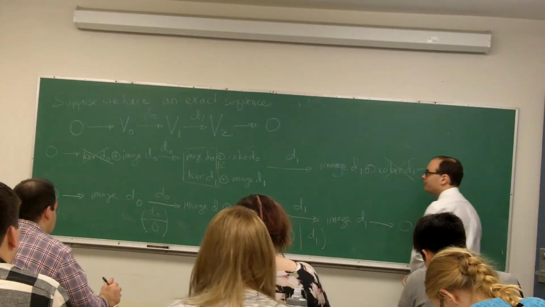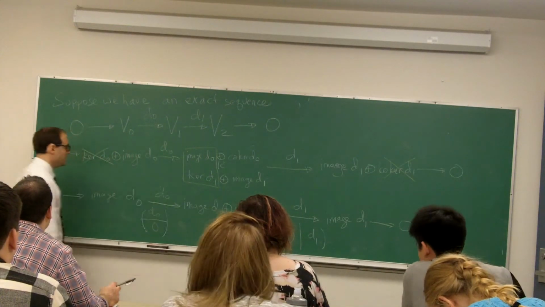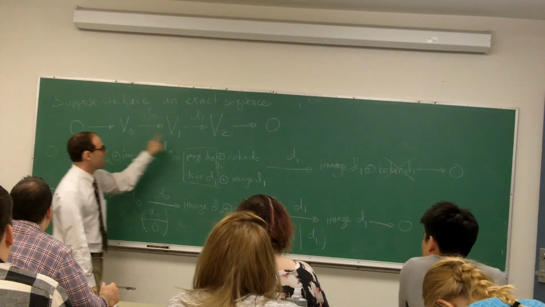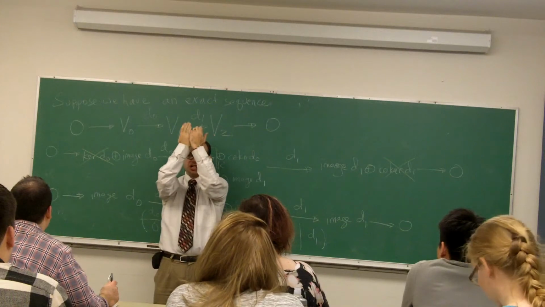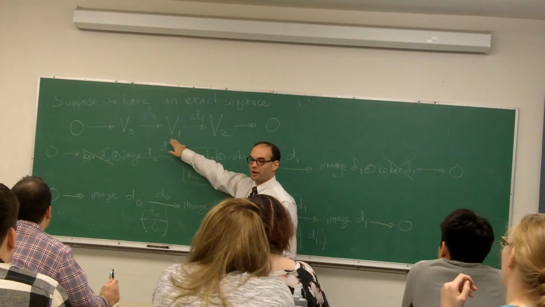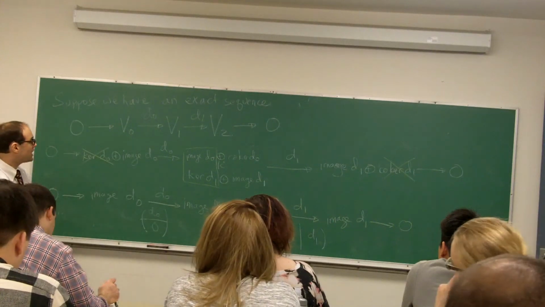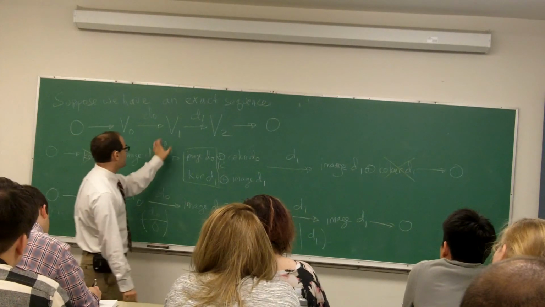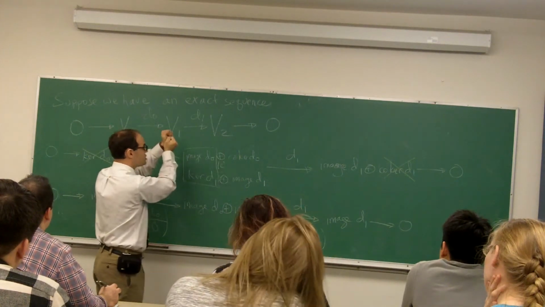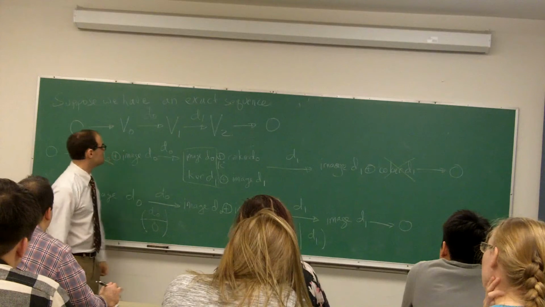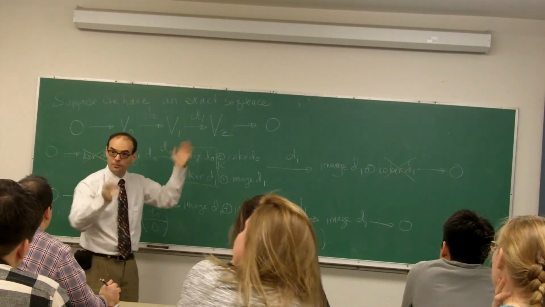Well, what this has told me is that this space in the middle is really the concatenation of one space and the other. Take the space at the beginning, take the space at the other end, and just stick them together. That's what ends up in the middle. So when you have a short exact sequence of vector spaces, the middle space is formed just by taking the two other spaces and sticking them together.